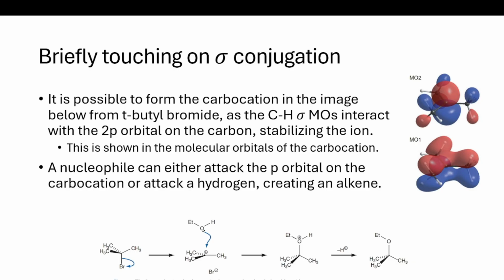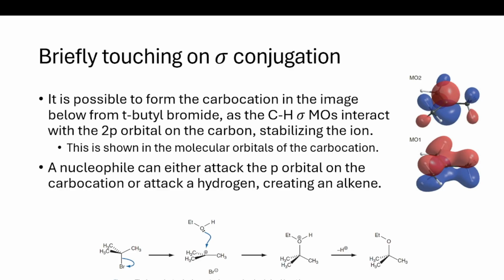So, because we're on the topic of alkenes, I also wanted to talk about sigma conjugation. So, sigma conjugation is a phenomenon that occurs when, say for example, you have a very long alkene and you have the double bond in the middle. So, a double bond consists of a sigma bond and a pi bond, according to valence bond theory. It also has pi orbitals and sigma orbitals, according to molecular orbital theory.